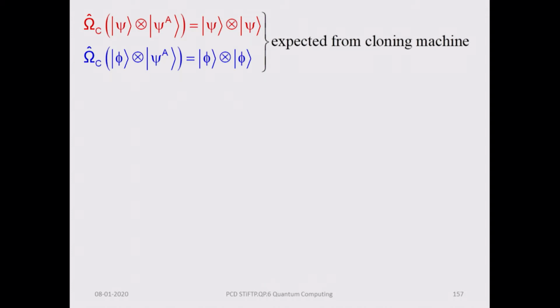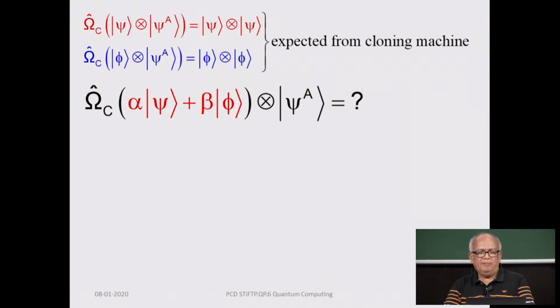The cloning operator operates on the direct product of psi with the ancillary vector and gives you two copies of psi. When it operates on phi with the same ancillary vector, you get two copies of phi. And now, if you mix psi and phi, you construct an admixture of psi and phi. Then what does your linear algebra of quantum mechanics tell you? It should be able to give you a copy of this superposition, right. So, this is the question that we are going to ask now. What will the copying operator give you if the input is a linear superposition of one qubit psi and another qubit phi? That is the question.